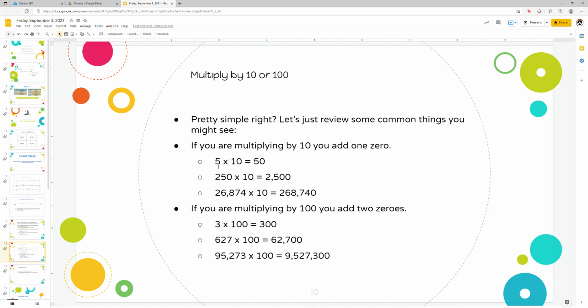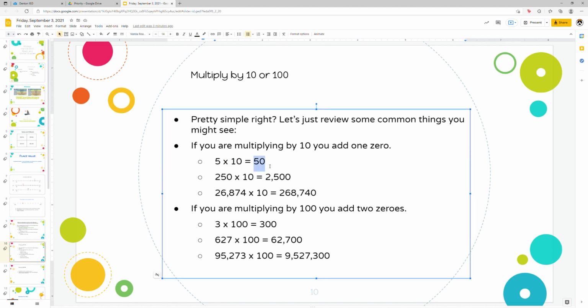Multiplying by 10. If we're multiplying anything by 10, we're just adding a 0 to the end of our number, and that's your answer. 5 times 10 would become 50. 250 times 10 would become 2,500, right? 250 already ends in a 0. I'm still adding my 0 because I'm multiplying by 10. That makes this 2,500. Even larger numbers. This one is 26,874 times 10. Just got to add my 0 to the end. Makes it 268,740.